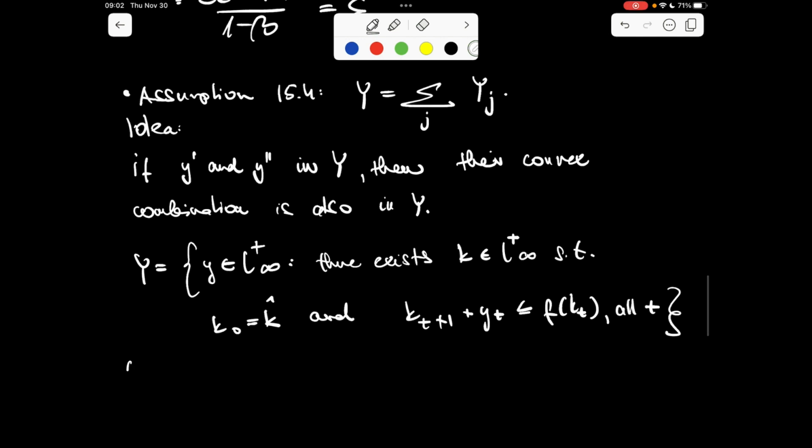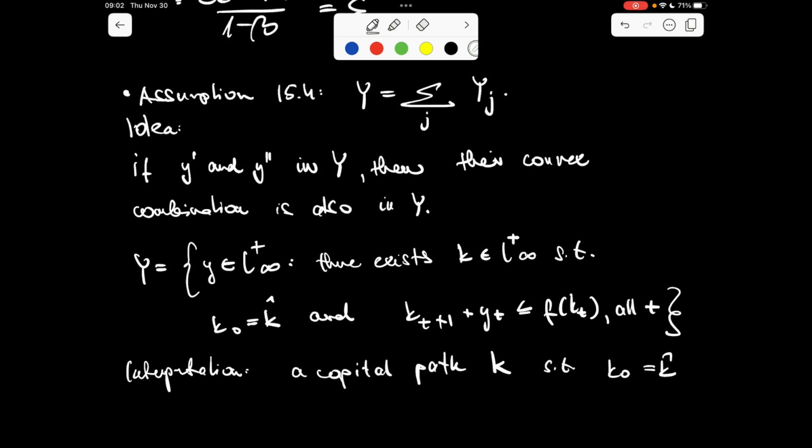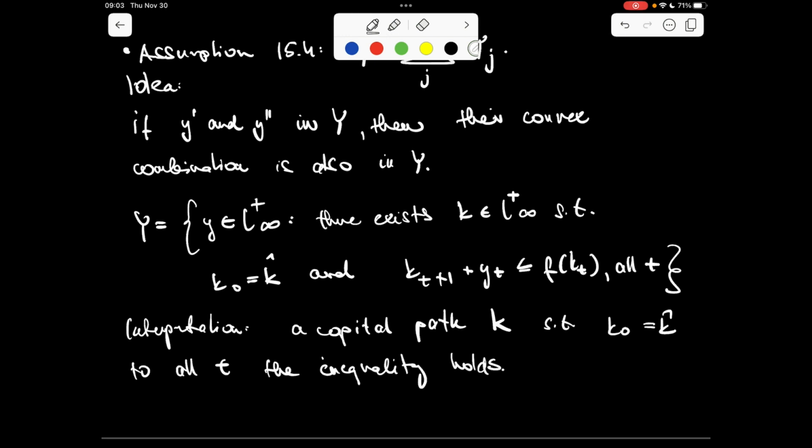So there is an interpretation. There is a capital path K such that, if the initial value is given, for all t the inequality holds. So this is the way we define the production set.